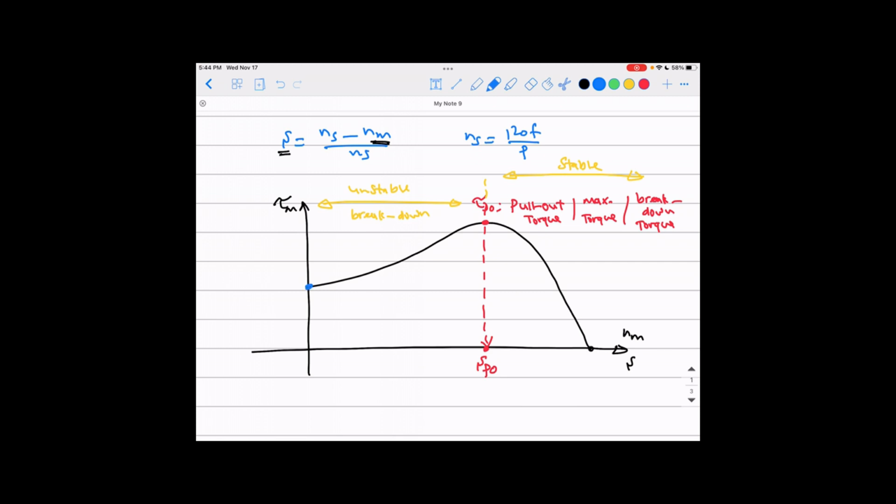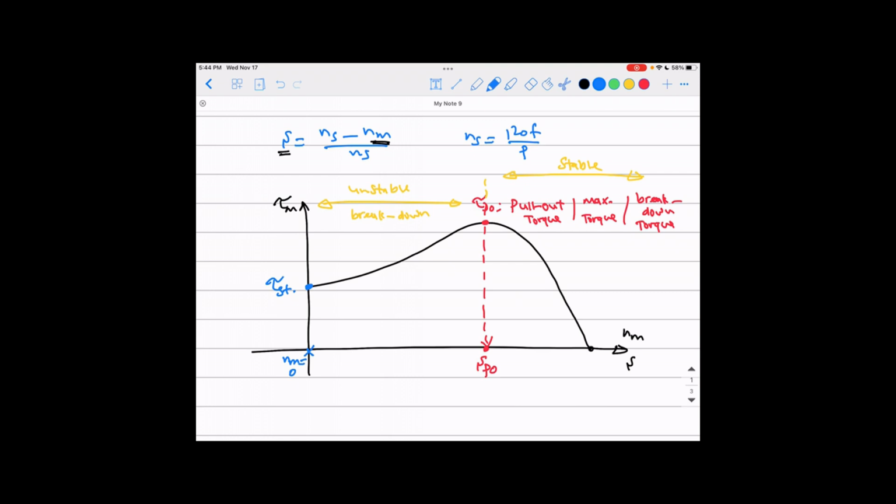The torque at this point is the starting torque of the machine. Why? Because it's corresponding to zero speed. The speed here equals 0, Nm equals 0, and that's the state of starting. The machine starts at zero speed, so the torque corresponding to this value is the starting torque of the machine.